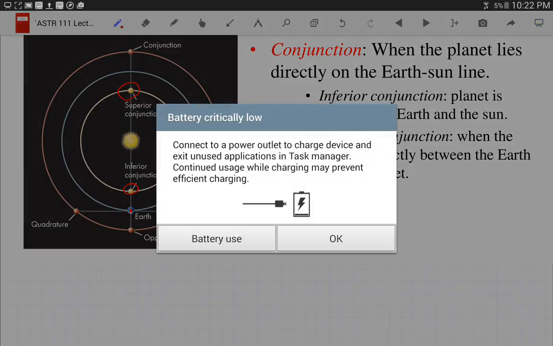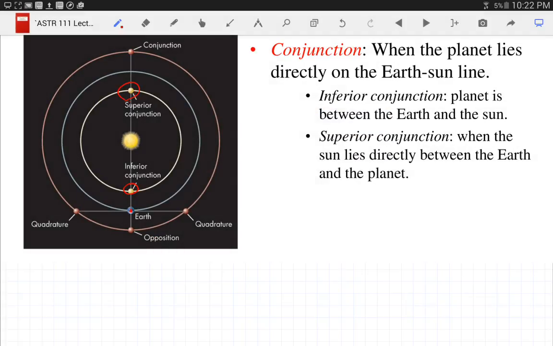So superior and inferior, yeah, my battery, we have to stop within about 10 minutes because my battery will be dead then.